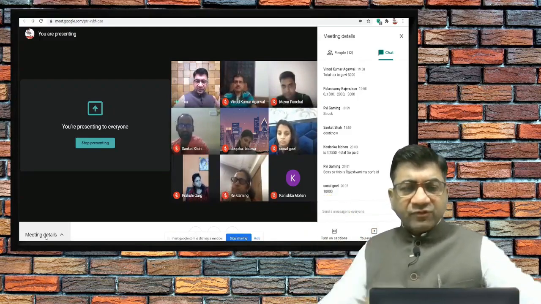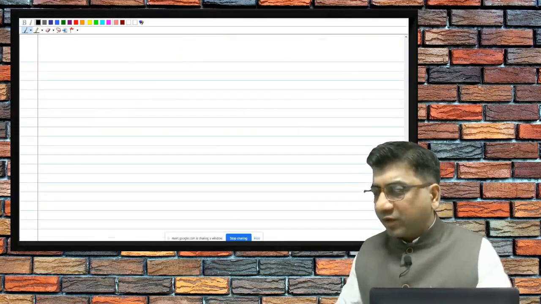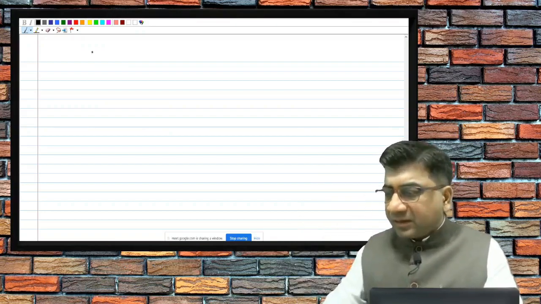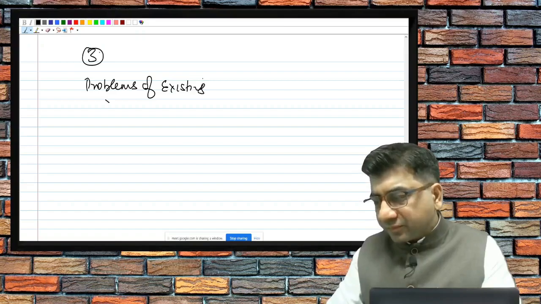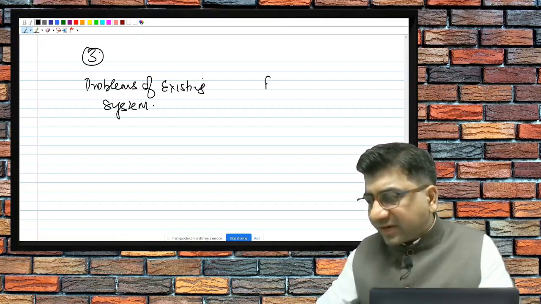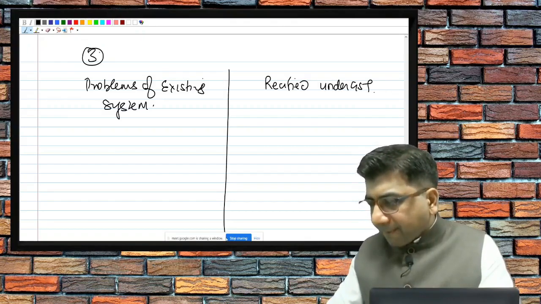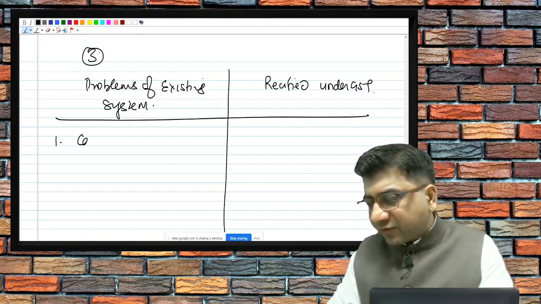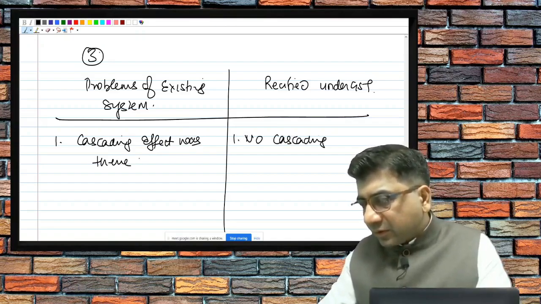Clear. Now friends, let me guide you to a very important thing. Third point of today's lecture. First was the entries, second was the example, third point was the problems of the existing system and how they were rectified under GST. Under the old system, there was a cascading effect. Under GST, no cascading effect.